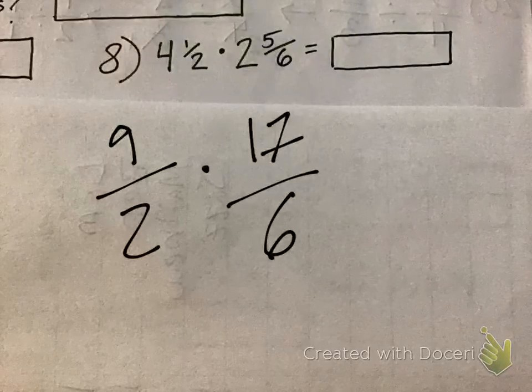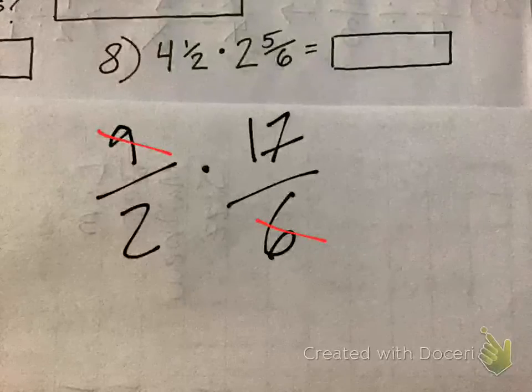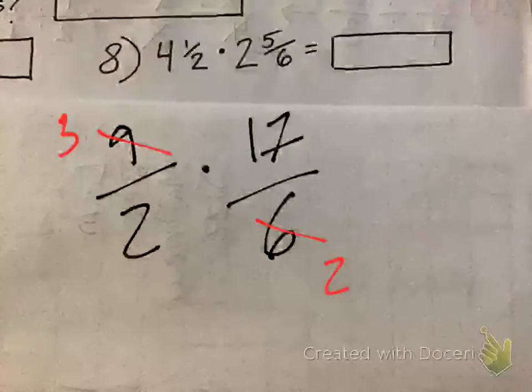Yes. What can I cross cancel, Liam? So how do I cross cancel 2 and 17? Can I do that? No, 17's odd. What can I cross cancel, Anita? 9 and 6. Their greatest common factor is what, Trey? What's the greatest common factor? 3. So this becomes 3 and this becomes 2.